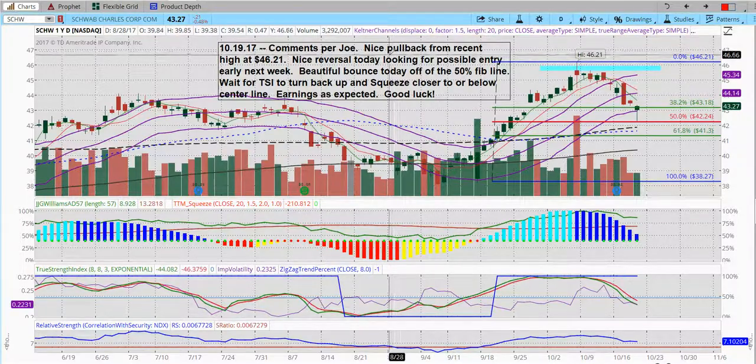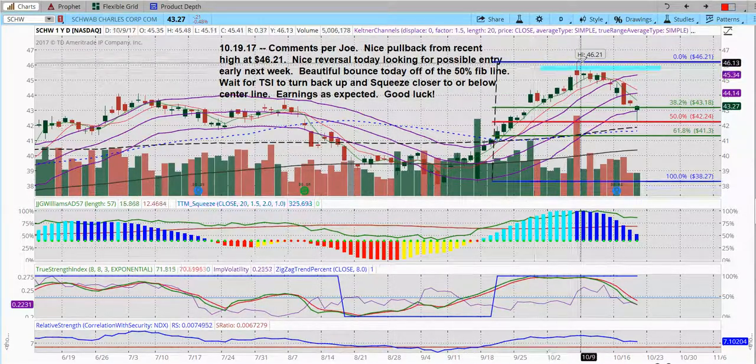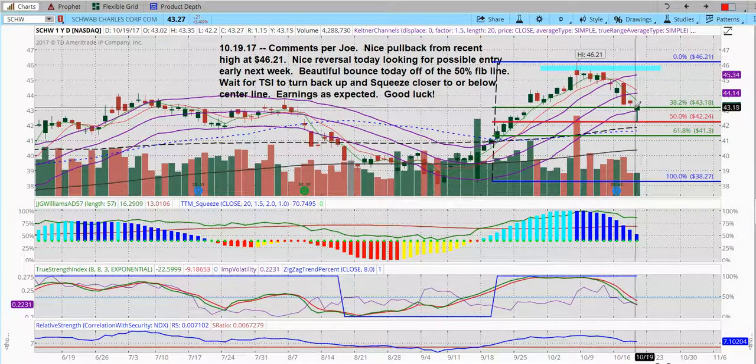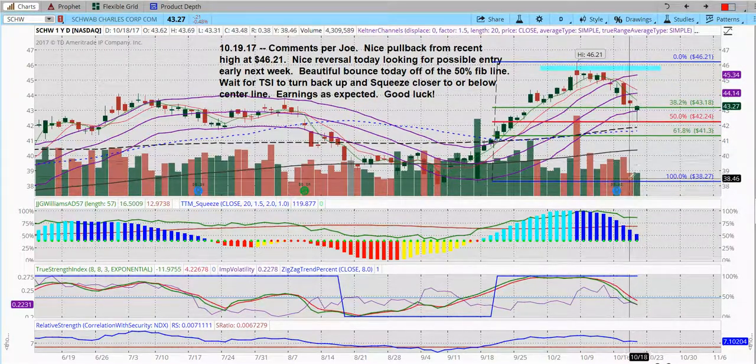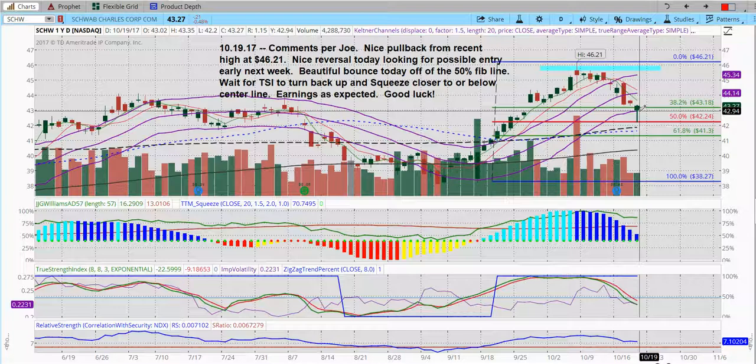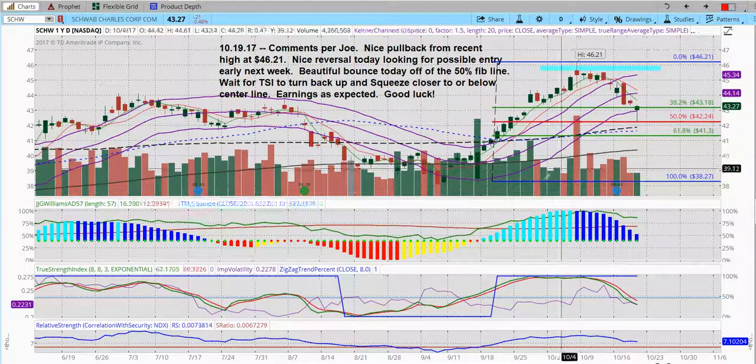There was a nice pullback from the recent high of 46.21. As you can see here, the high was 46.21. Today, it pulled back or went down. What happened? These are the Fibonacci lines that I've inserted here, and you can see the turnaround occurred on the 50% Fibonacci line, which is very typical and a very strong signal.